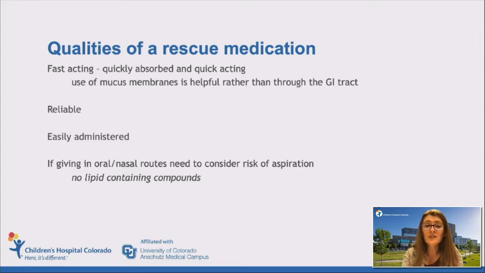And one of the cautions that I think is really important for the community to know is that if it's a compound that's contained in a fat or oil, all of which are lipids, there is risk of aspiration with that. And that aspiration risk can actually lead to something called a lipophilic pneumonia, which can be very, very difficult to treat and lead to prolonged intubation. So we need to be particularly cautious about giving medications by either the oral or nasal routes that are contained in an oil.